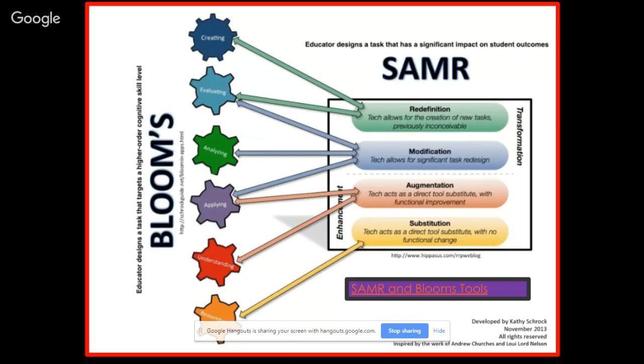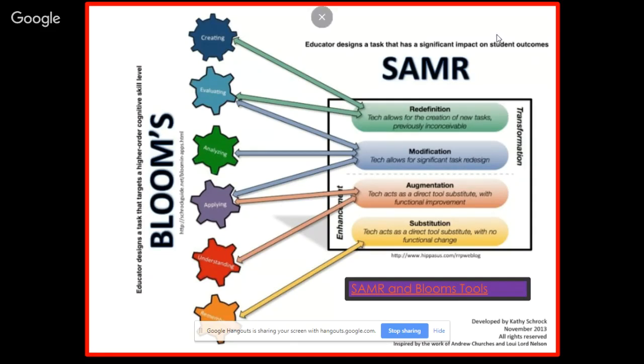When you get up to augmentation, you're adding some functional change. So now this is understanding and applying with Bloom's. And we're all familiar with Bloom's taxonomy, so we can really relate to these levels in SAMR. When you get up to modification, that's a significant change. That would be analyzing and evaluating. And again, the top level is redefinition, where students are creating and evaluating, and that's the top level of SAMR and the top level of Bloom's.